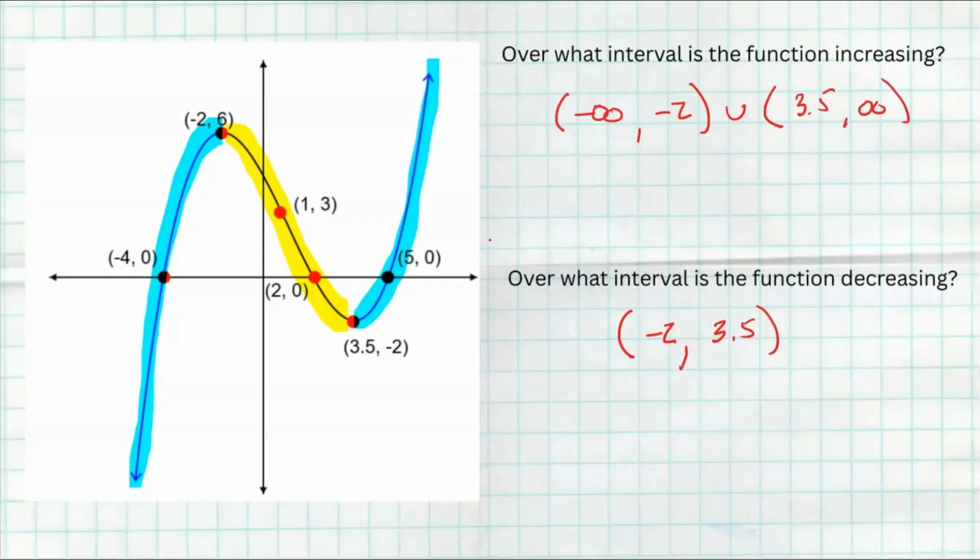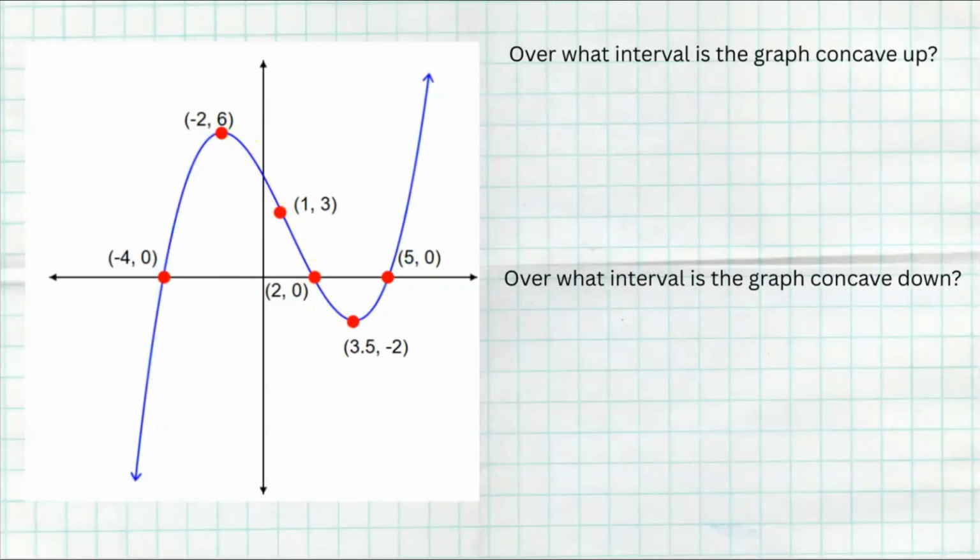So there's where I'm increasing, those two areas I shaded in teal there, or turquoise, whatever you want to call it. And then in yellow, I shaded where it's decreasing. So pretty simple there, but just keep in mind that we're using the x values for where we are making those changes. All right, next question says, where is the graph concave up and where is the graph concave down?